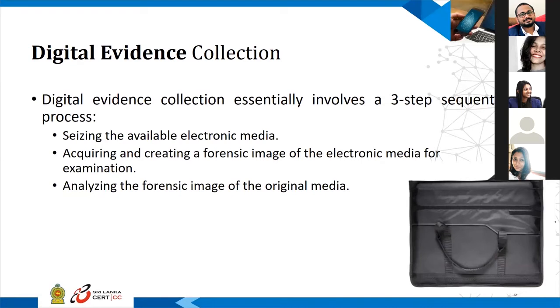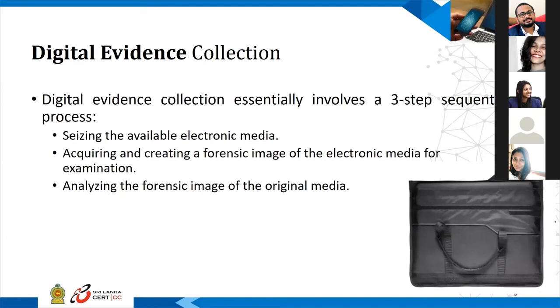Next one is analyzing the forensic image of the original media. This means that instead of the original media, like I said before, we are doing it in the forensic image. So for this purpose, to make sure that we don't tamper with the image also, we get a hash and we use write blockers. Write blockers are small devices that we connect between the forensic workstation and the evidence device. In the middle only we connect the write blocker. So we will not write anything from the workstation to the evidence.